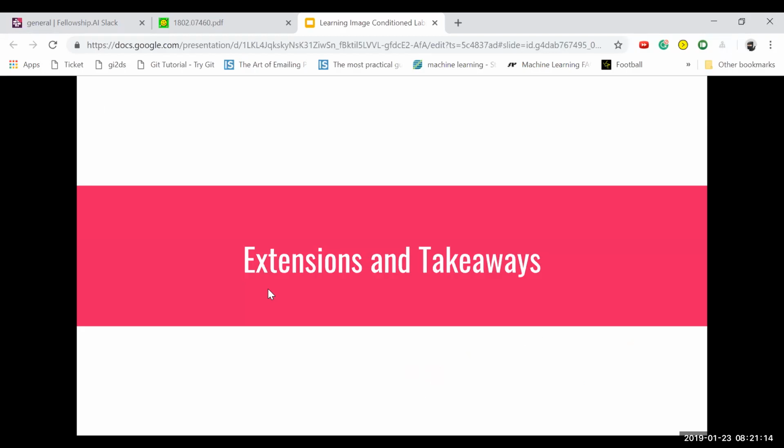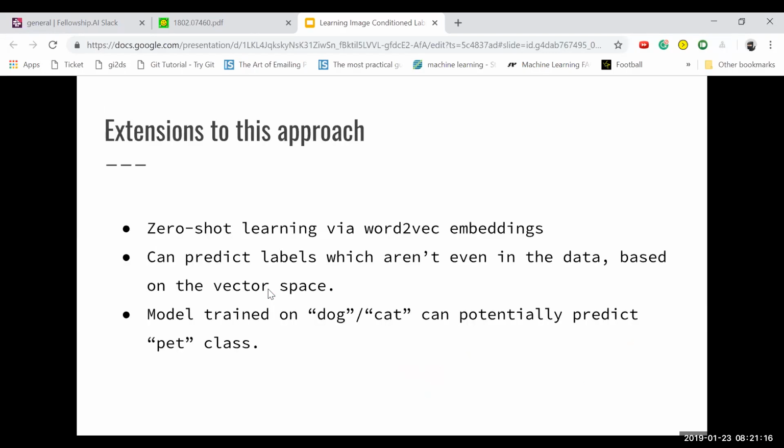Okay, so some extensions and takeaways. One extension which the authors briefly talk about is zero-shot learning. What is zero-shot learning? Basically, the model has the ability to predict labels which it has never seen. For example, a model that has been trained to recognize dogs and cats can potentially label them as pets. This is because in the word2vec embedding space, dogs, cats, and pets will always occur in similar contexts.